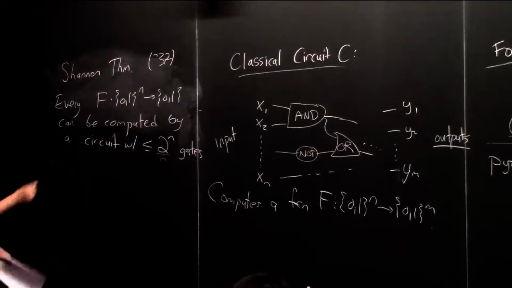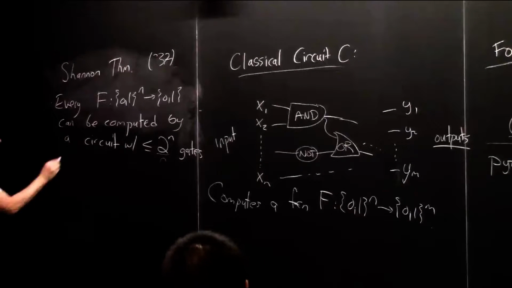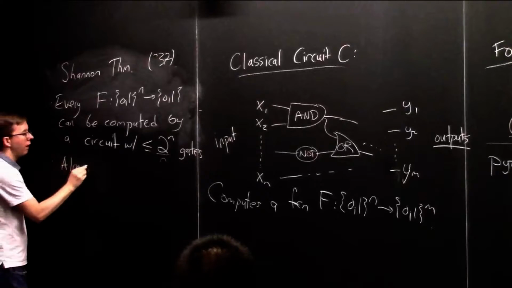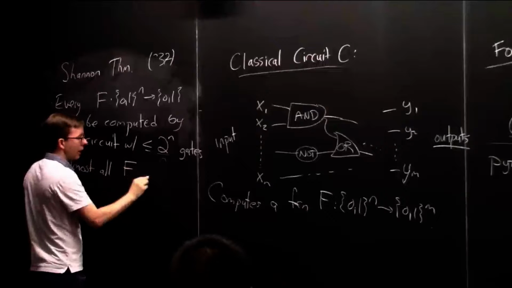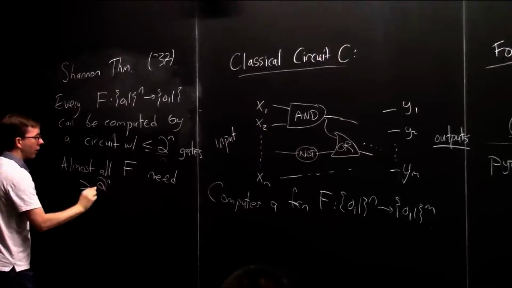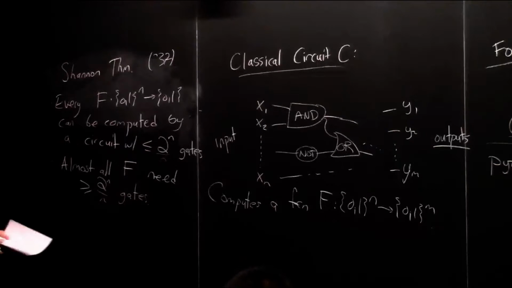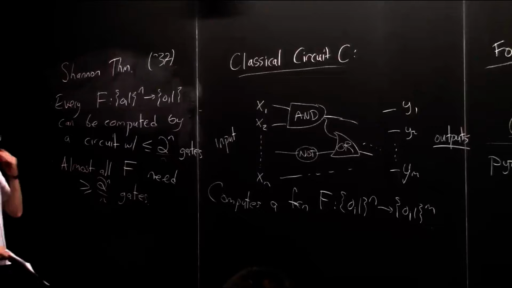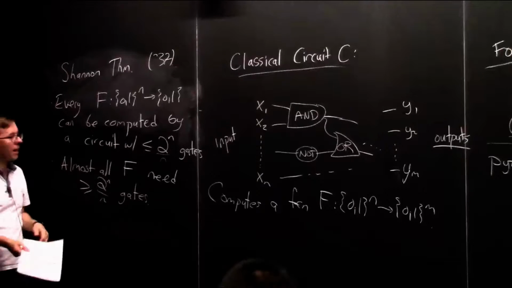In fact, he also proved that you do need this many gates for almost all Boolean functions. So he proved that almost all, in a technical sense, f's like this need at least 2 to the n over n gates. For almost all Boolean functions, the smallest circuit has exponentially many gates. So again, that's on one hand bad, but there's nothing you can do. That's the truth of the matter.